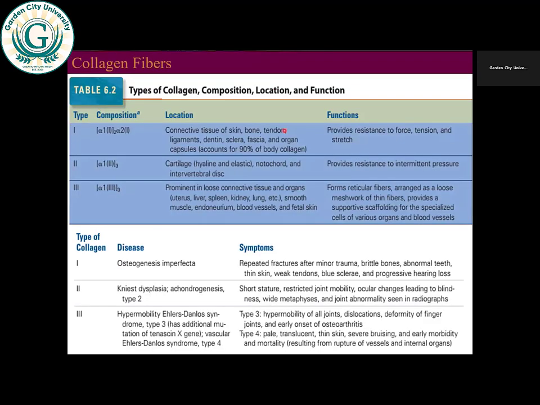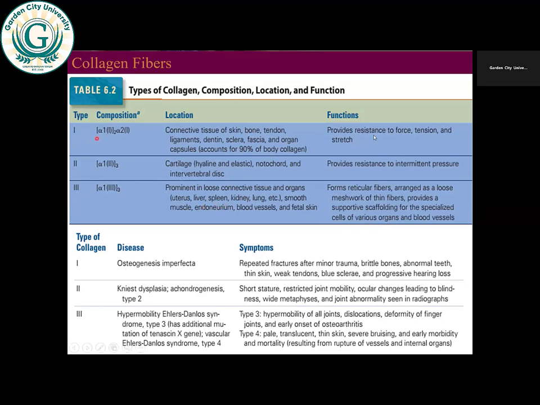Now, there are several types of collagen fibers. You can see that there's collagen type 1, collagen type 2, type 3, and as I told you, several of them. I think they identify about 28 or so. If you look at collagen type 1, you see that it is found where? In the connective tissue of the skin, the bone, the tendon, the sclera, the organ capsule. It accounts for 90% of body collagen. Collagen type 2 is found in what? Cartilage. And collagen type 3 is found in what? Loose connective tissue of organs like the liver, the spleen, and all these things.